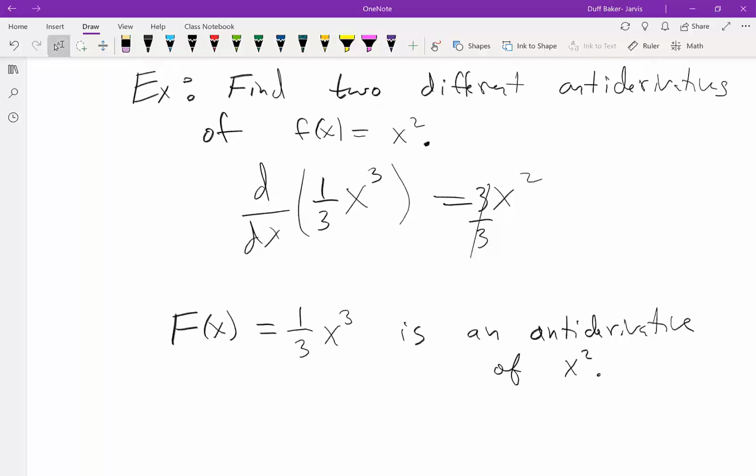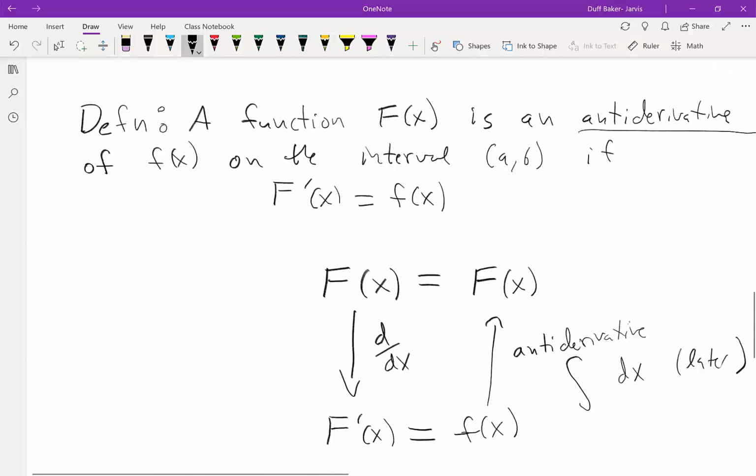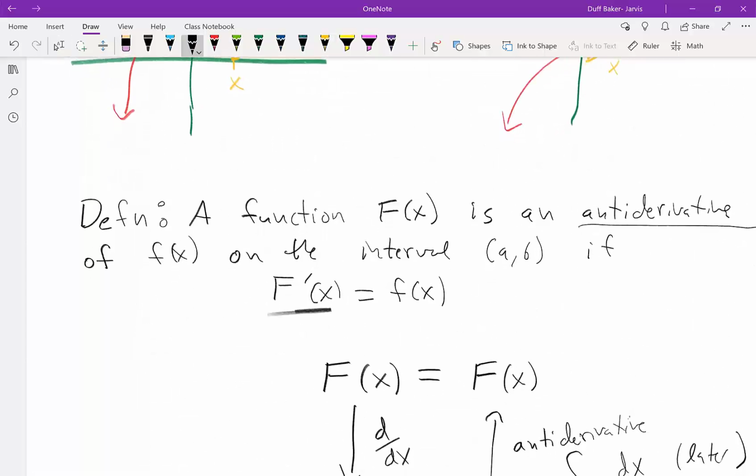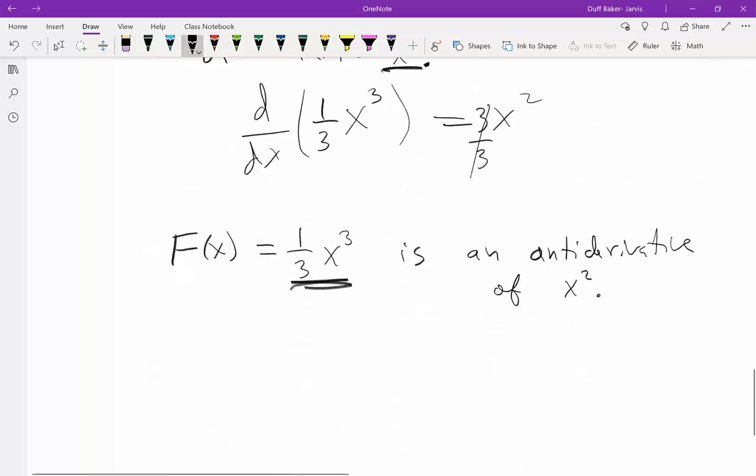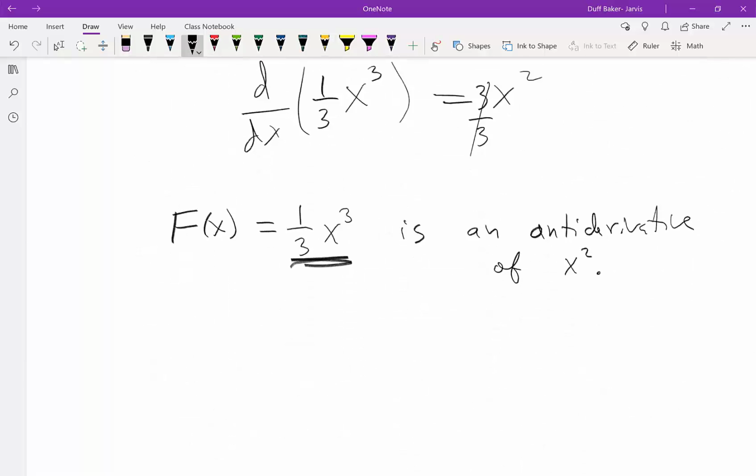But the question asked us to find two of these. And right, so whenever you're doing antiderivatives, you want to double check that, when you take the derivative of your thing, you better get back to here, right? Because the definition was if you take the derivative of the capital one, you get the lowercase one. So I kind of call them big F and little f. Right, so the derivative of big F is indeed little f.